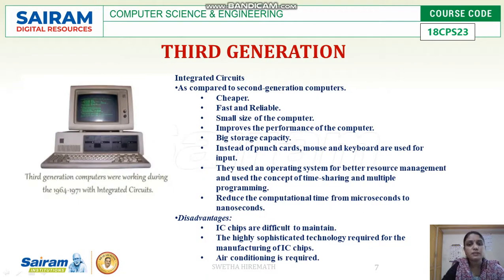Third generation computers, as we can see in the picture here, are more compatible when compared with the second generation computers. Third generation computers were working during 1964 to 71, and they mainly used integrated circuits. Compared with the second generation computers, they were cheaper, faster, more reliable and smaller in size, improved the performance of the computer, and had a big storage capacity.